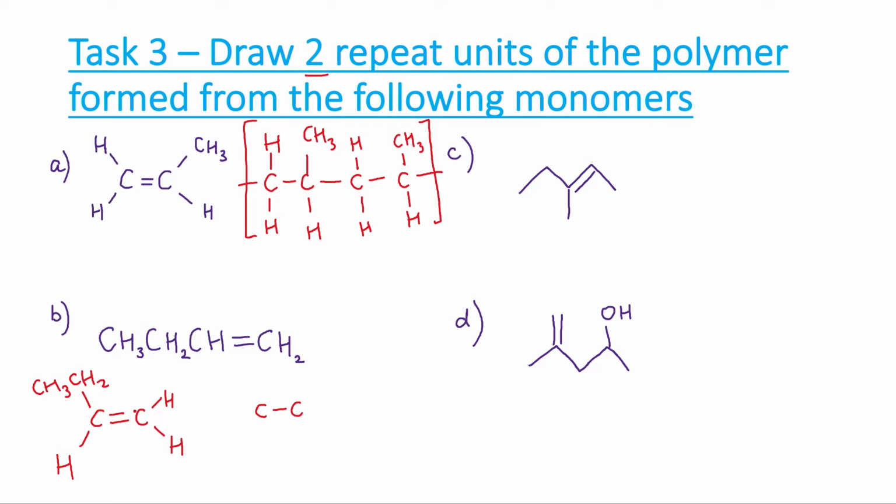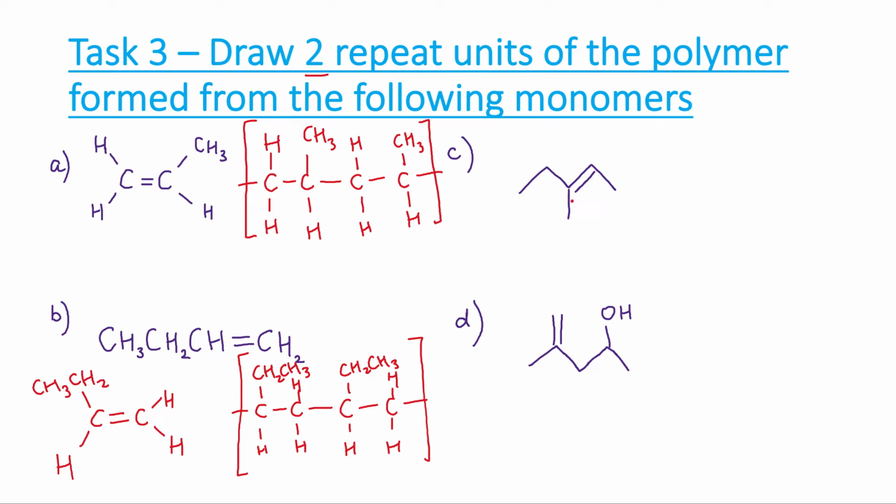So that becomes, so those 2 carbons lose the double bond. It has the CH2, CH3 there. Hydrogen here and hydrogens down here. So that's 1 repeat unit, and all we do is the next one is exactly the same to show the second repeat unit, like so. And again, you need those extending bonds and square brackets.